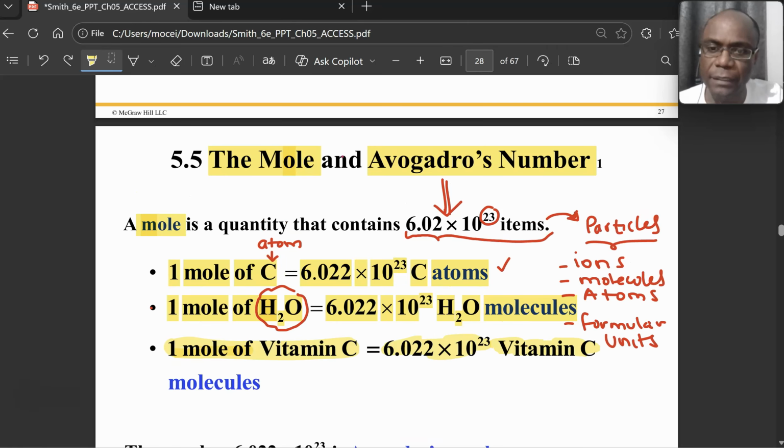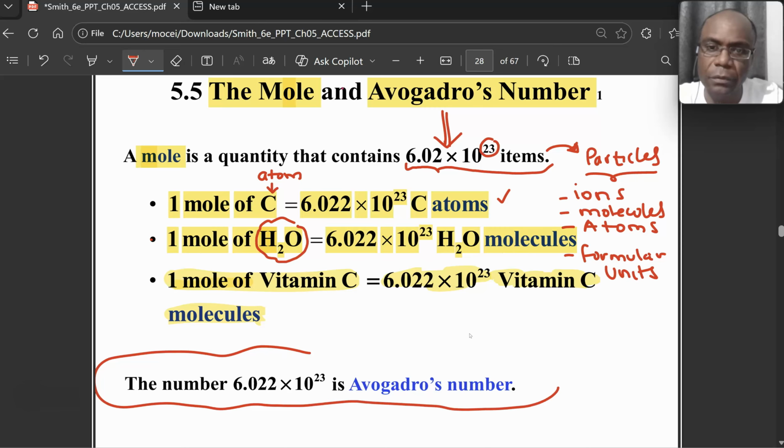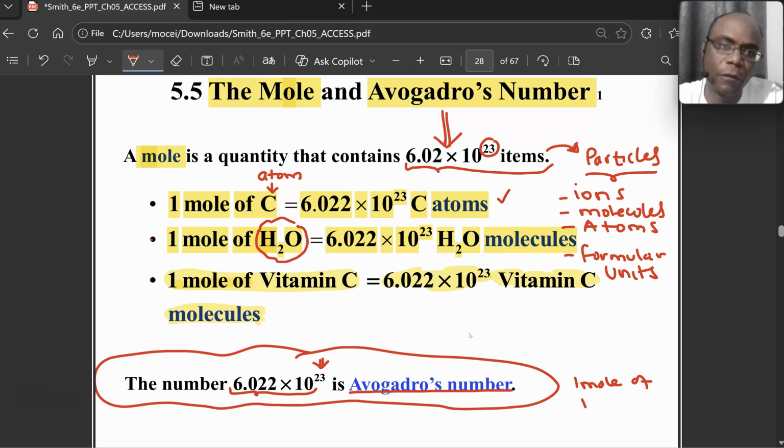To emphasize, the number 6.022 times 10 to the power 23 is what we call the Avogadro's number. And like I said, this number value can represent 1 mole of ions, 1 mole of atoms, 1 mole of molecules, or what we call formula units in terms of relating to number of particles of compounds. And that usually is the definition of the mole.